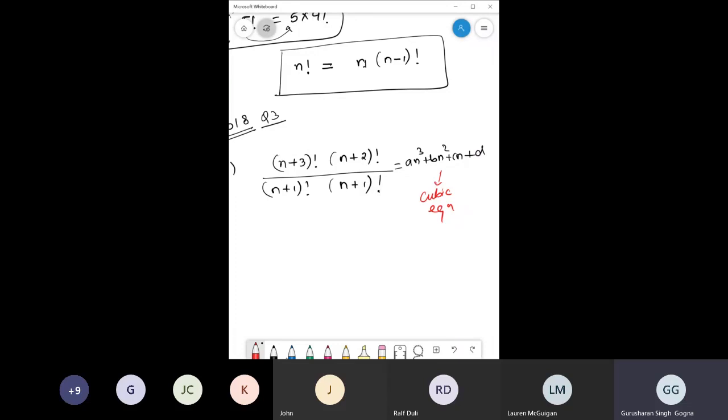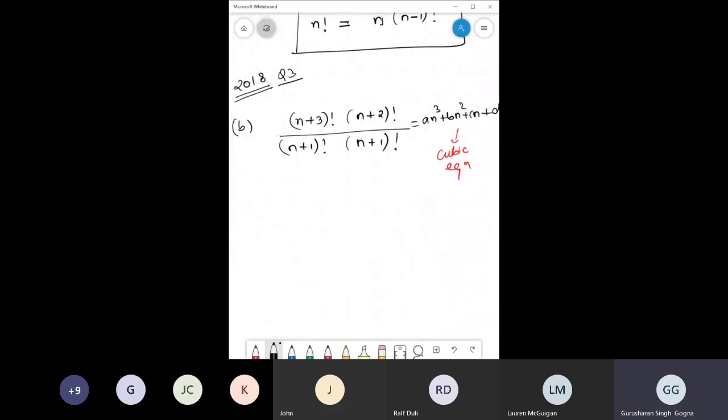In other words, you need to simplify this, and at the end you should get a cubic equation. Then you can tell what is a, what is b, what is c, and what is d. So the question is, how will you simplify this factorial? Anybody has any clue? I presume a lot of people already did this chapter in school. This is your exam question. Any hint? No?